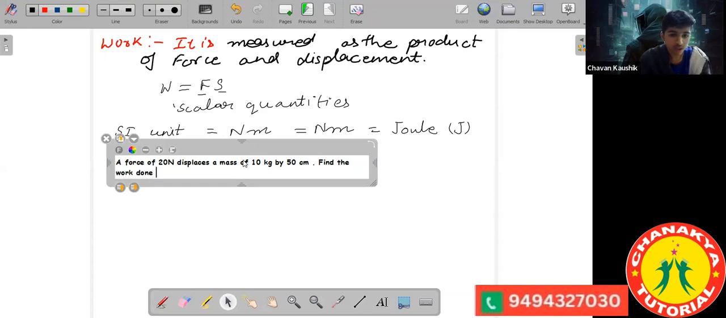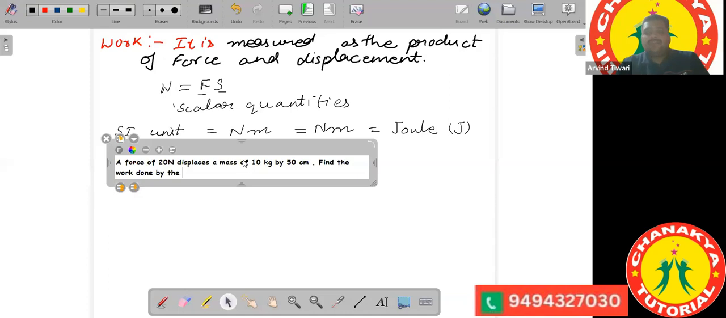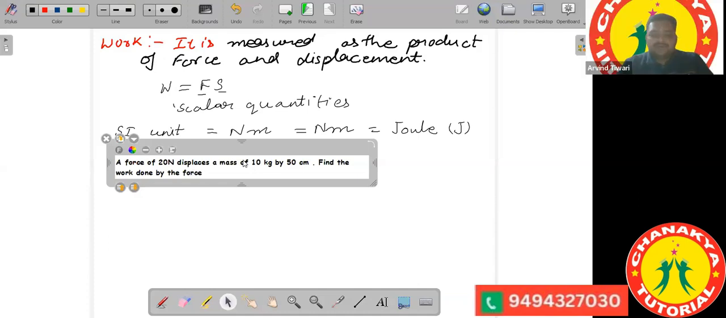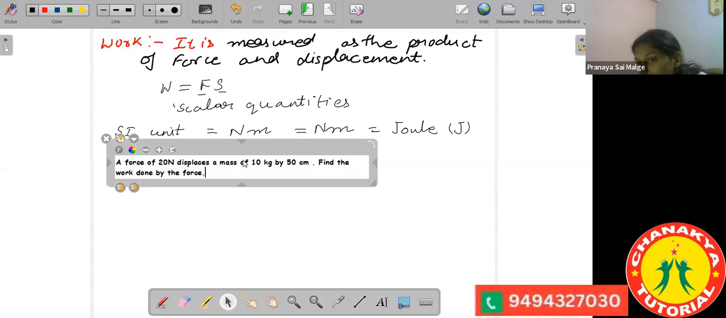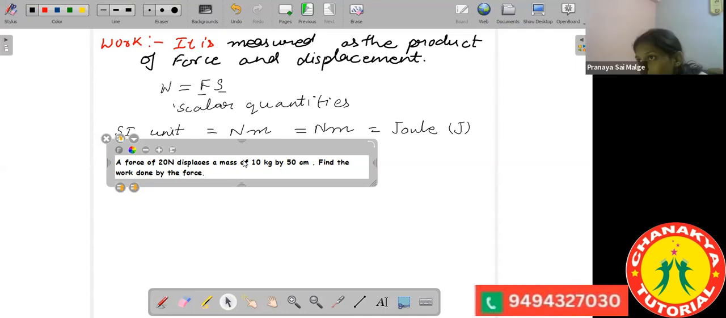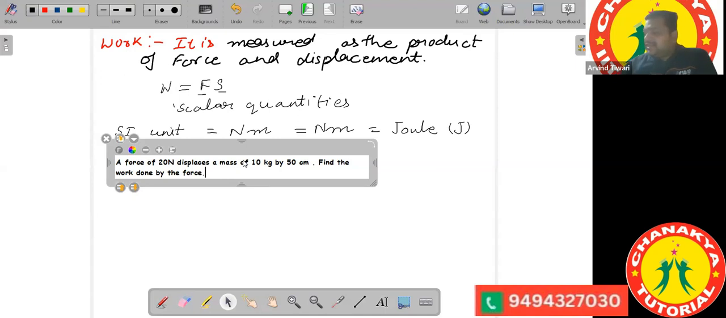Who can tell the answer? Sir, the work done by the force is 200 joules. Just check it once more. The mass, the 50 centimeters. Yes, sir, it's 50 centimeters. So it's 10 Newton meters, joules. Okay. So the work done here is 10 Newton meter or 10 joule, right?